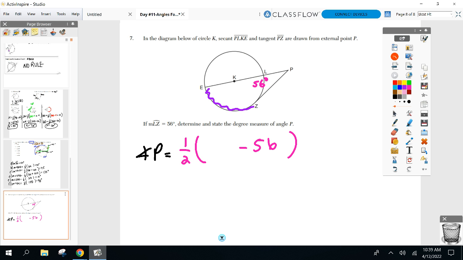You take 180 minus 56. Yeah, this is a diameter, so this is a semicircle, 180 degrees. And what was that arc measure? Is it 180 minus 56? It is, which would be 124. 124 in there.